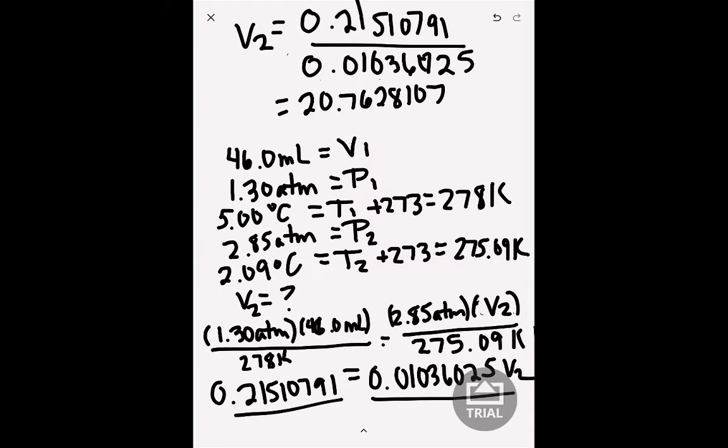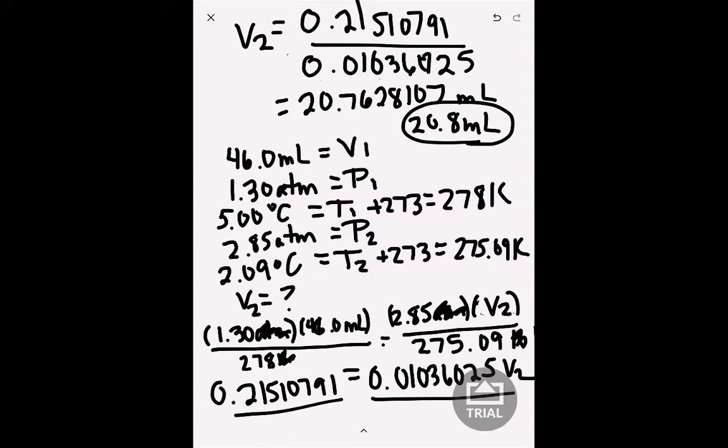And obviously this was K, so our K's are canceling out. And our atmospheres are canceling out. And what we have left is milliliters. Now, look at this. It looks like we need 3 significant digits. So 20.76 rounds to 20.8 milliliters as a final answer.